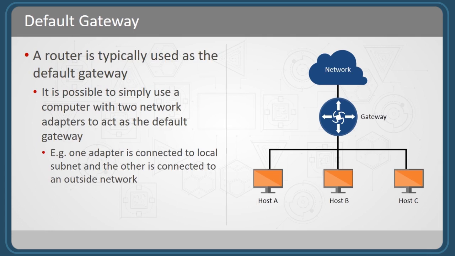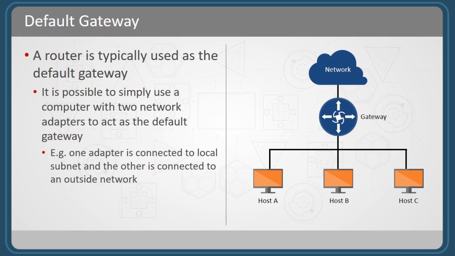Now, the term default gateway is used quite interchangeably with router because a router is typically used as the default gateway. So default gateway is more of a characterization, if you will. It does not have to be an official router. It is possible to simply use a computer with two network adapters to act as the default gateway. So it's still performing the same job.